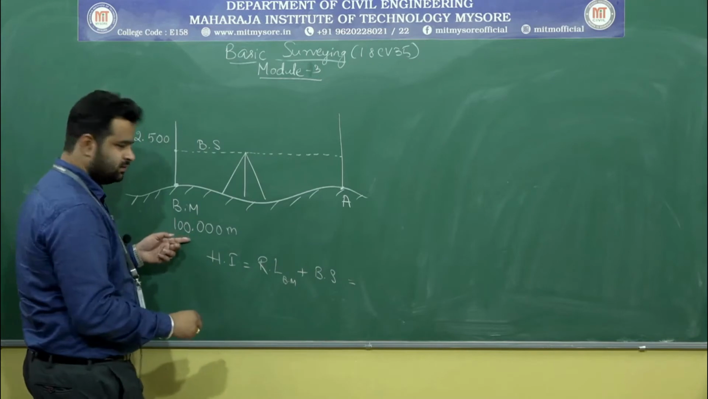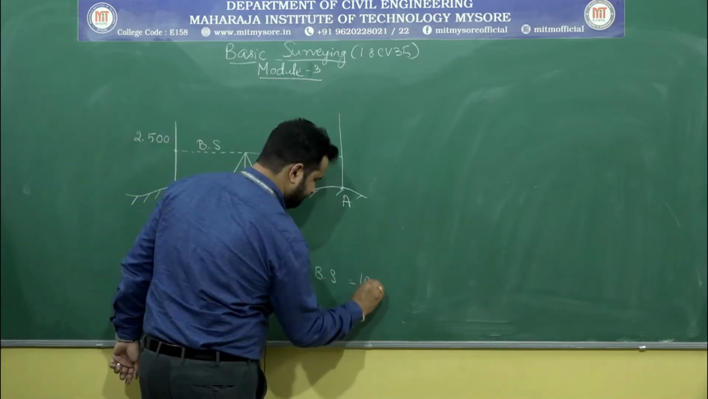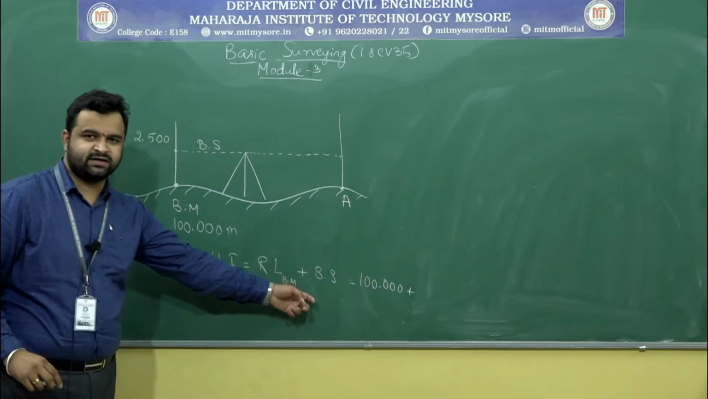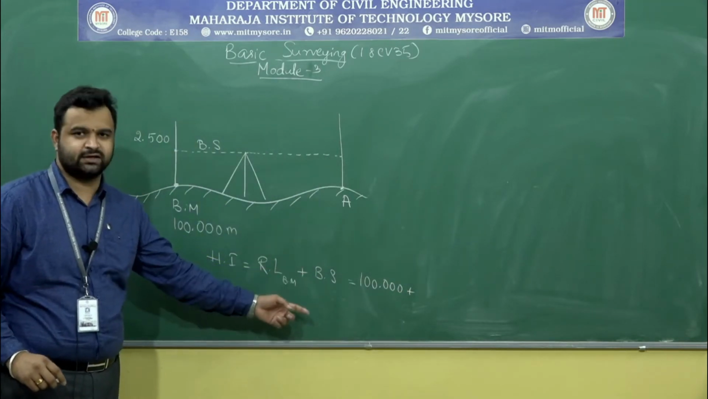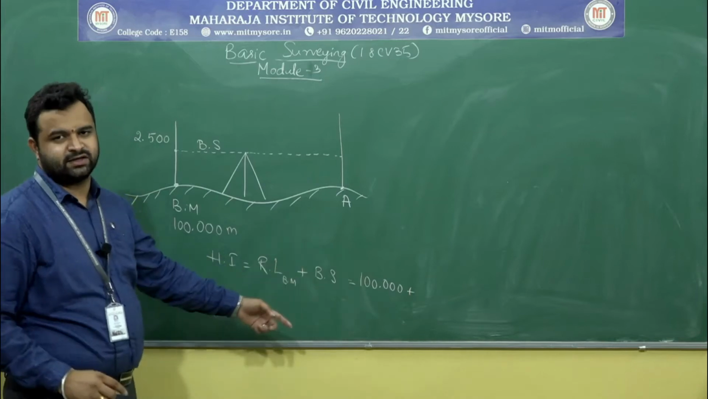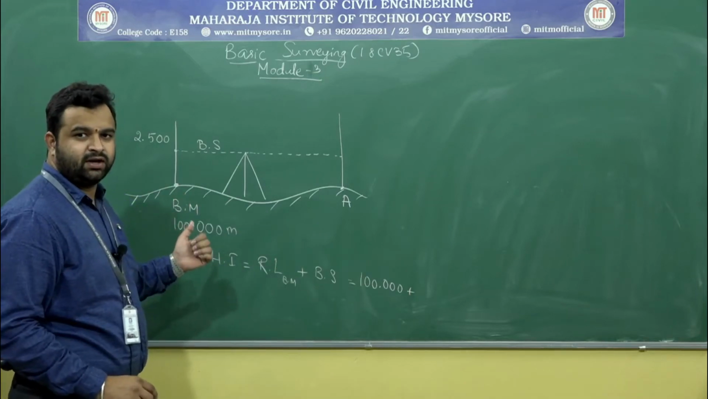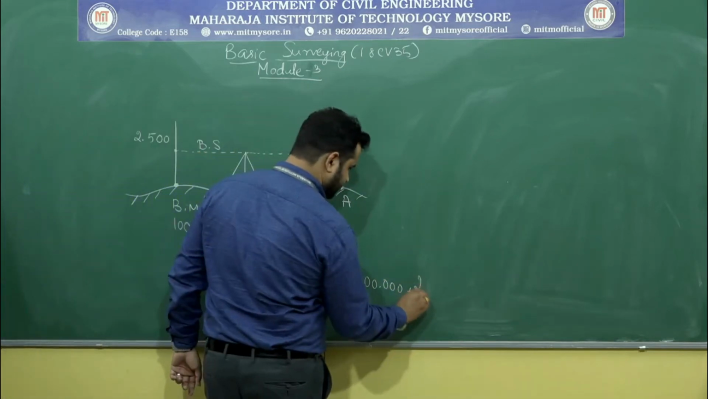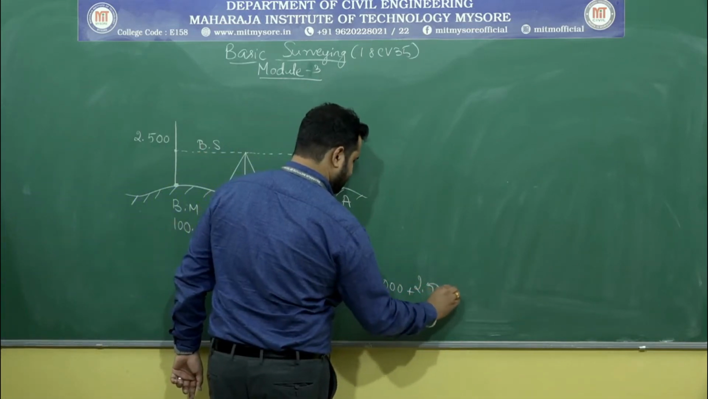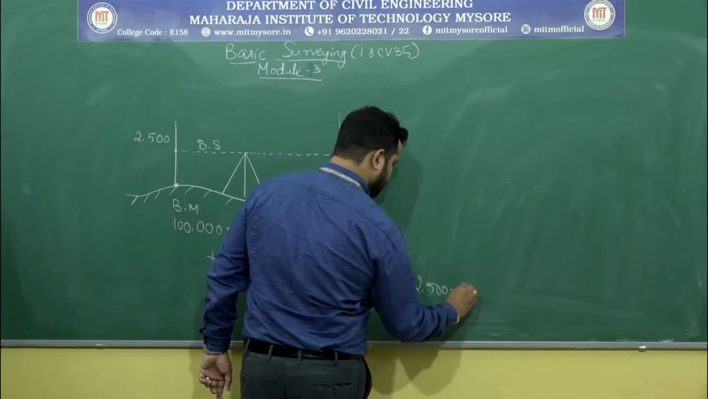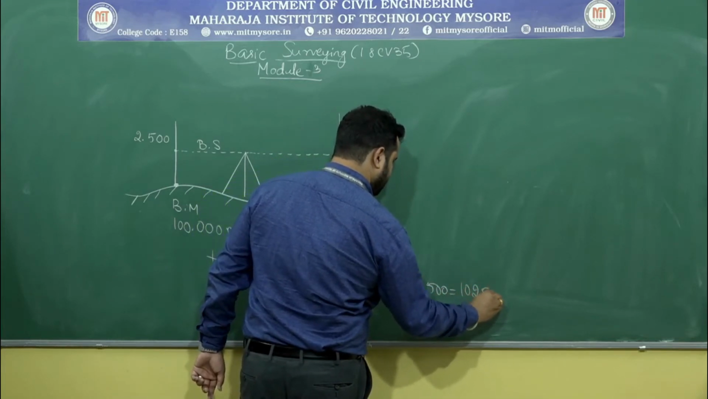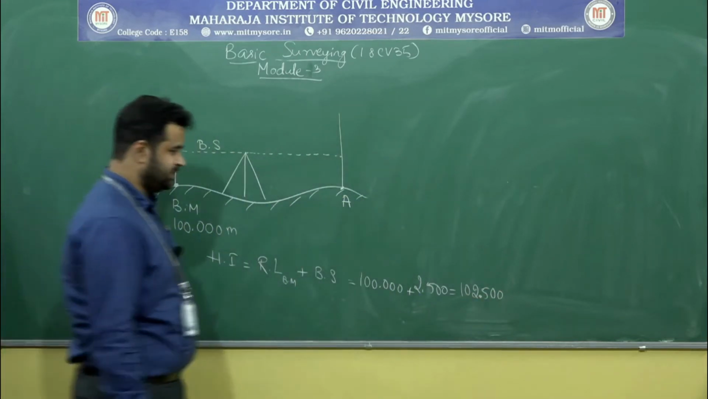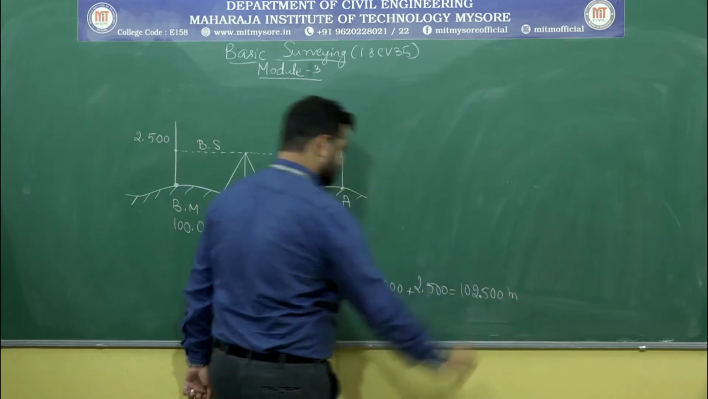Next, let us calculate its HI, that is the height of instrument, which is equal to the RL of the benchmark, given as 100, plus the back sight. Why am I adding the back sight here? It is also called the plus sight. Back sight should always be added to the elevation of the first point, that is 100 plus 2.500, which is 102.500. This is nothing but the height of the instrument in meters.